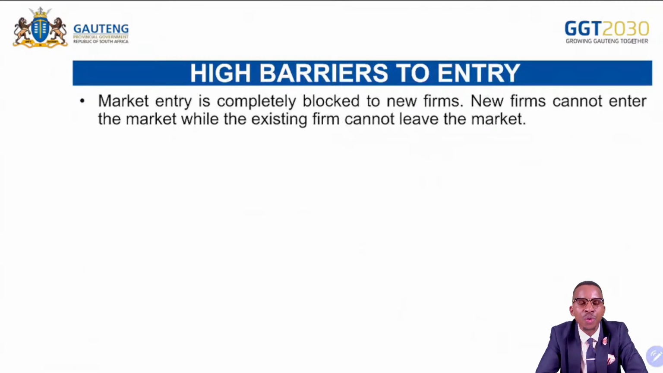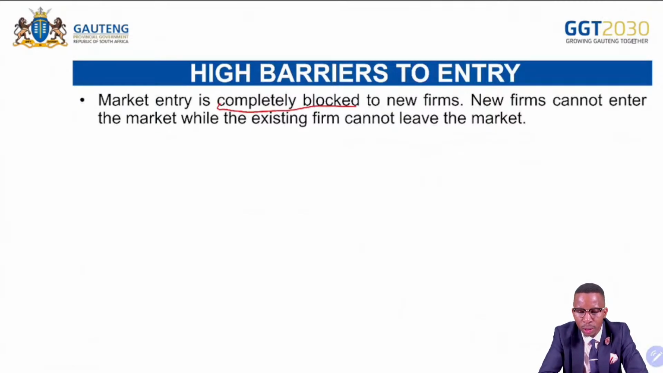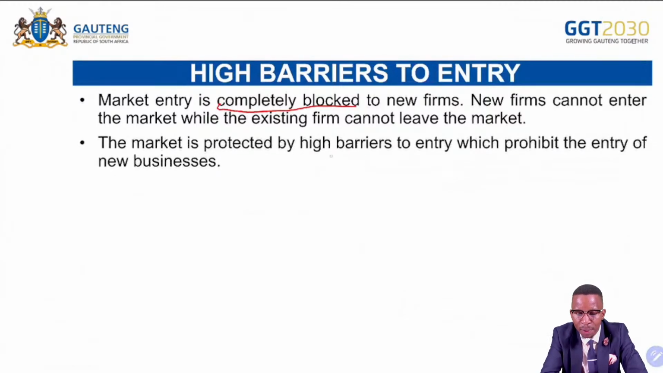There are high barriers to entry. So the market entry is not accessible to new firms. The market entry is completely blocked. New firms cannot enter the market, while existing firms cannot leave the market due to high barriers to entry. The market is protected by high barriers to entry, which prohibit the entry of new businesses. There are some obstacles that exist in this market that block the entry of new businesses.